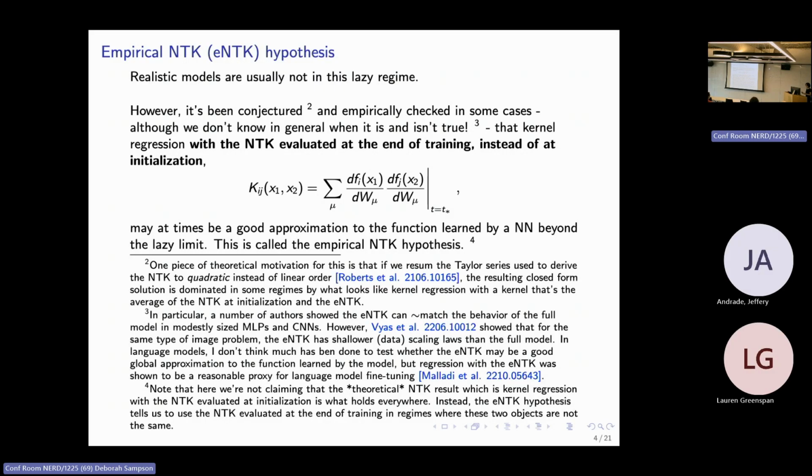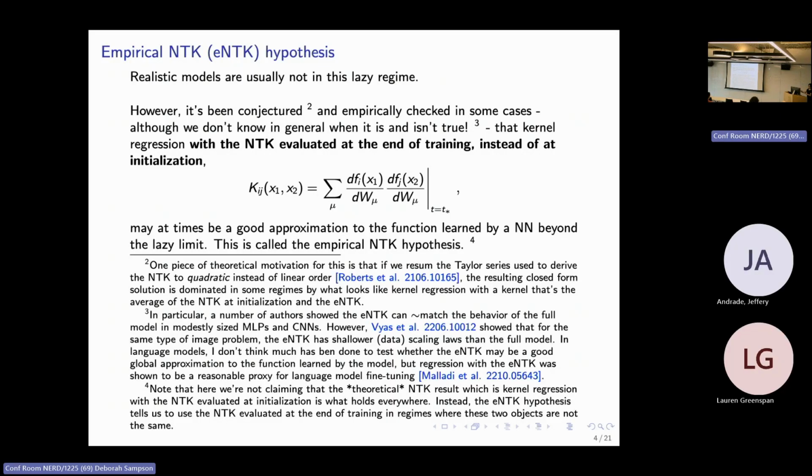Maybe more convincing, there was also some empirical evidence. A number of authors showed that the ENTK can match the performance of the full model in modestly sized MLPs and CNNs. On the other hand, the scaling law for the ENTK seems shallower than the full model, so it's probably not going to be a good approximation everywhere.